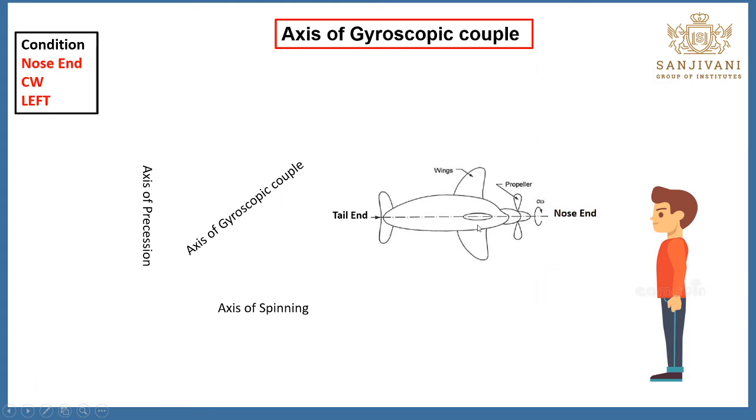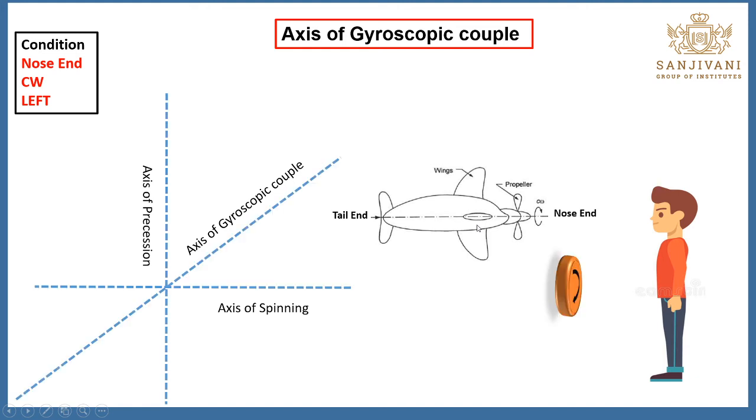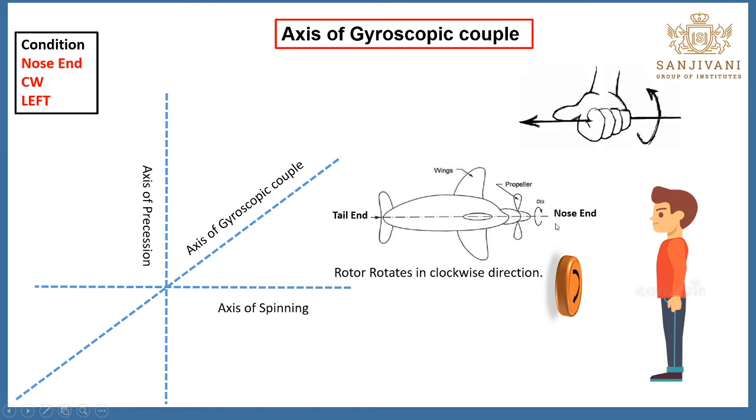Okay. Now we'll study the effect of the gyroscopic couple. This is very interesting and very important. That rotor rotates in the clockwise direction when viewed from the nose end. Now you are standing over here. That rotor rotates in the clockwise direction when viewed from the nose end.